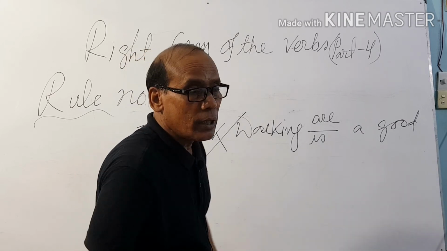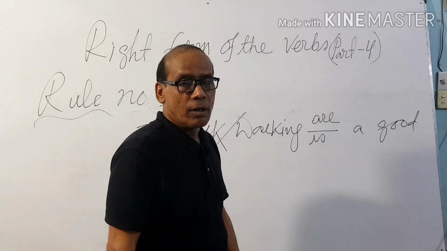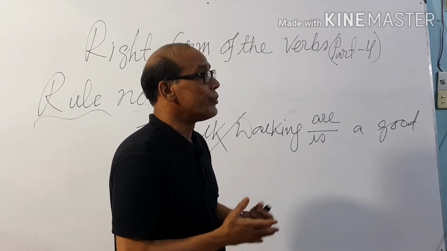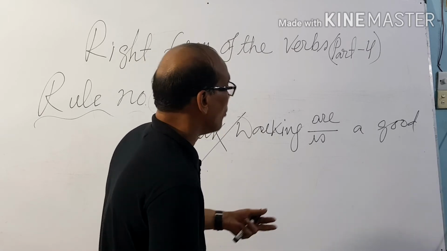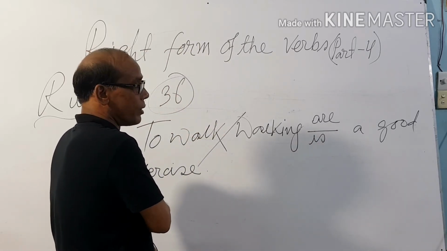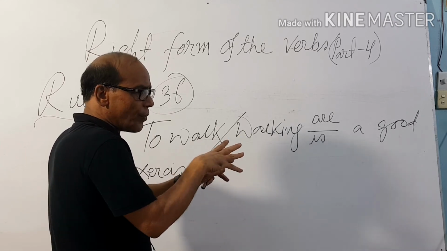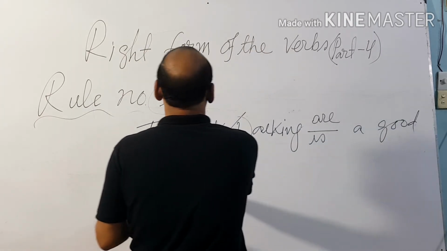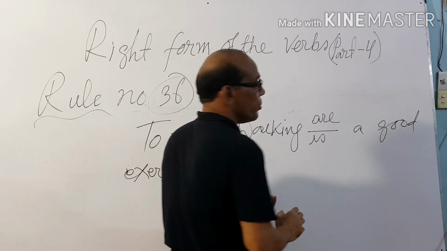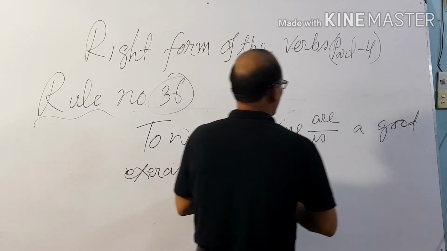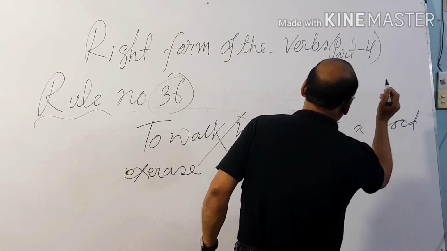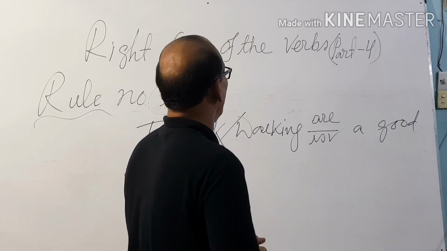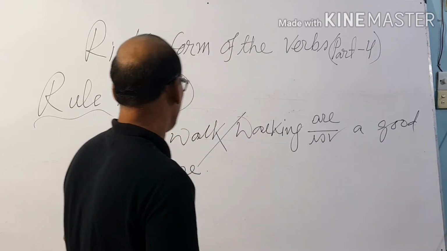Suppose water cannot be counted but can be measured, or flour, milk, sand, ground, earth cannot be counted but can be measured. But we will have to use them as singular, with a singular verb. So "to walk" or "walking" should be taken as singular. So the verb will be singular. So "is" is all right. It is correct: To walk or walking is a good exercise.